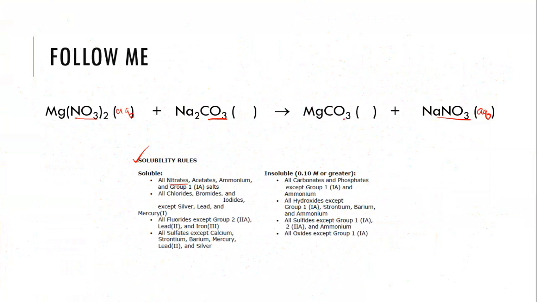This one, we have two carbonates. Carbonates are not soluble unless they're with group 1 or ammonium. And ammonium, if you look on your reference, the polyatomic ion NH4. This is a group 1A element, which turns it into soluble. This is a group 2A element, which keeps it at insoluble. So we have aqueous, aqueous, solid, aqueous.